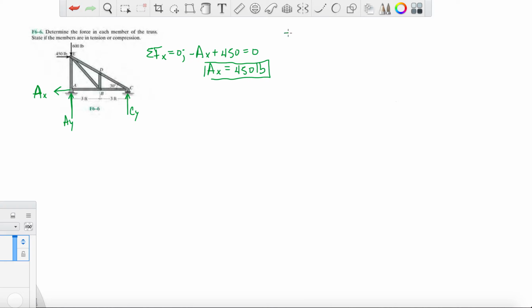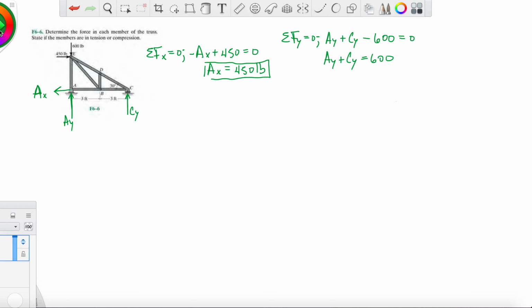And then if we do the same thing for the y, we'll get a couple unknowns, which we'll end up solving for anyway. So we're going to have Ay plus Cy minus 600. The reason I'm getting all these, remember guys, is because they're going to help me solve this truss joint by joint. So this tells me that Ay plus Cy equals 600. Now, can't really do anything here: one equation, two unknowns. So I'm going to take a moment about A.